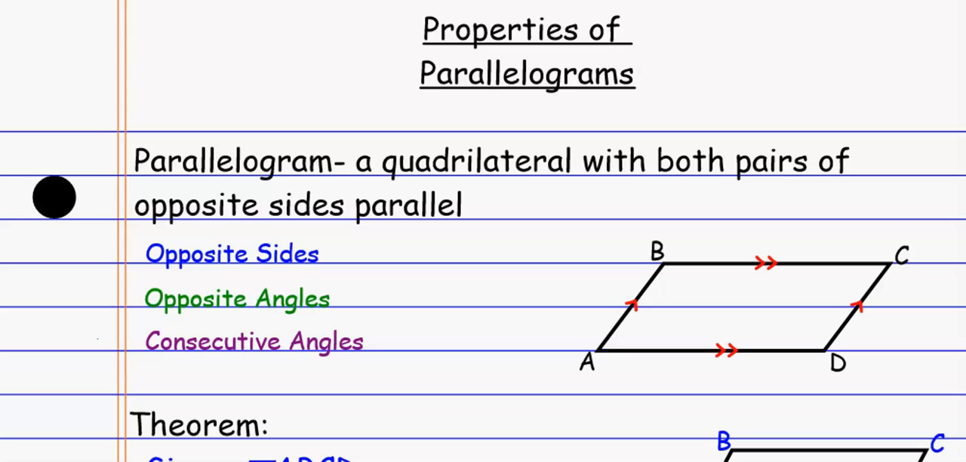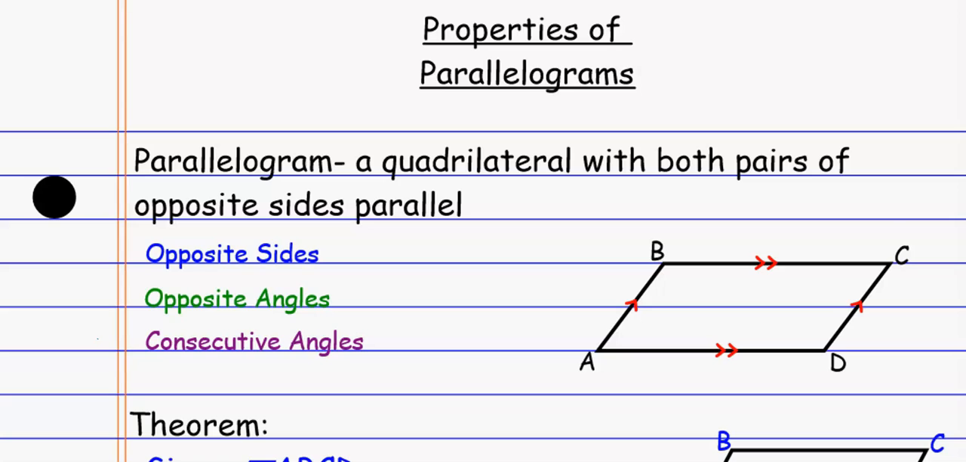But now we want to come up with some ideas about what other properties those opposite sides have, or what properties the opposite angles have, the consecutive angles, that kind of thing. And when we talk about opposite sides, we're talking about sides that are not touching one another. So like BC and AD would be examples of opposite sides, AB and DC.